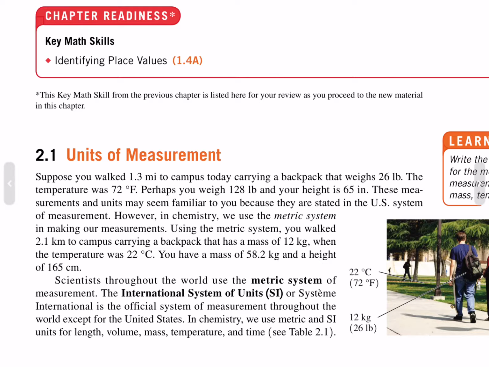However, in chemistry, we use the metric system in making our measurements. Using the metric system, you walked 2.1 kilometers to campus carrying your backpack with a mass of 12 kilograms when the temperature was 22 degrees Celsius. You have a mass of 58.2 kilograms and a height of 165 centimeters. Scientists throughout the world use the metric system of measurement. The International System of Units, SI, or Système International, is the official system of measurement throughout the world, except for the United States. In chemistry, we use metric and SI units for length, volume, mass, temperature, and time.